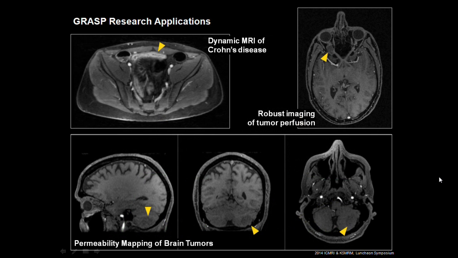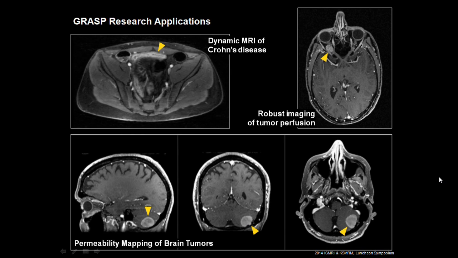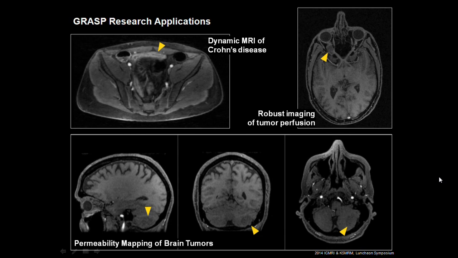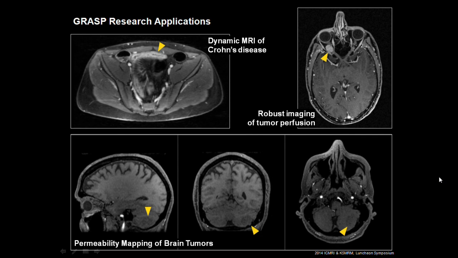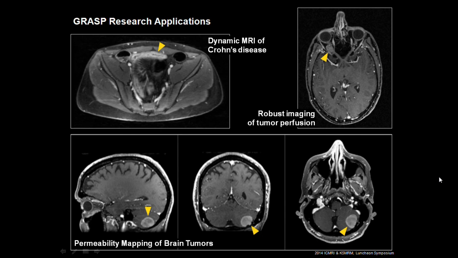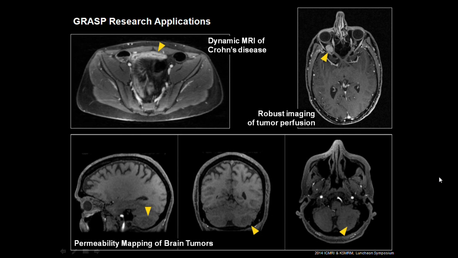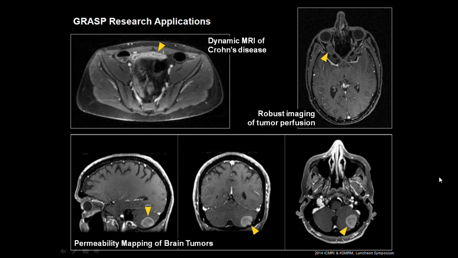Now, these were the first applications where we started using GRASP routinely for diagnostic purposes, and then there are of course many interesting research applications. On this slide, you can see three random applications that we're currently looking into. We started using GRASP for dynamic imaging of Crohn's disease, which might be a promising way for early treatment monitoring. Then we are looking into perfusion of tumors. In this case, on the top right, you can see an orbit tumor, which is a difficult location for MRI. But as you can see, with the GRASP technique we get quite reasonable image quality without visible motion artifacts.